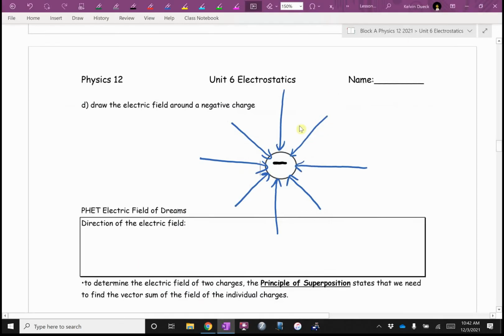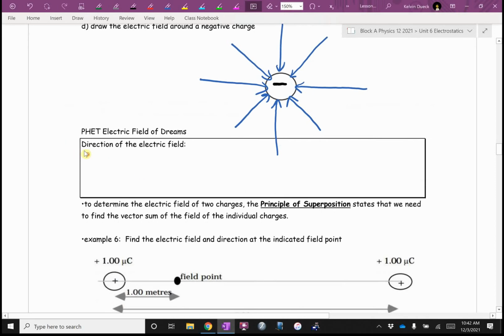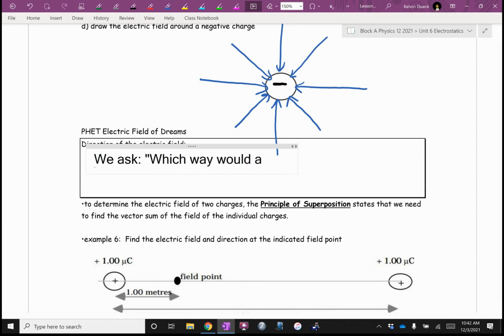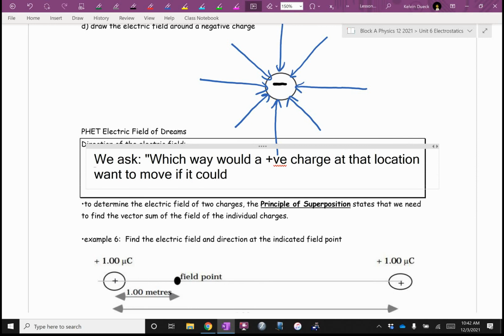Back to zero. So what's the direction of the electric field? We ask, which way would a positive charge at that location want to move if it could? The short version is electric field lines always point from positive to negative. And I've seen some textbooks just teach that.